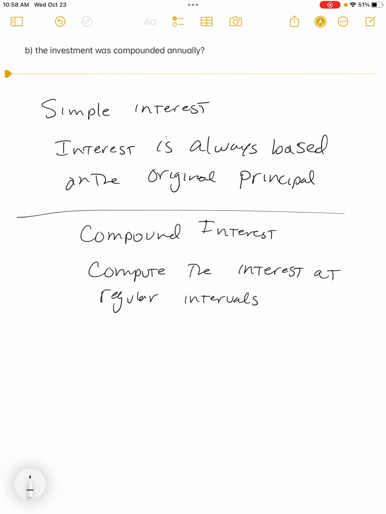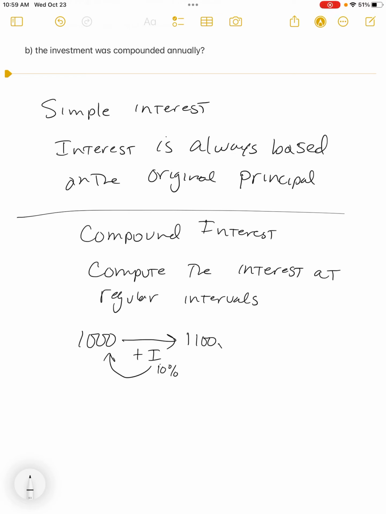And what happens is, let's suppose we start with $1,000. We apply the interest, which is based on the $1,000. Let's suppose that interest is something like 10%, something easy to work with. So 10% of 1,000 is 100. And so I would add $100 to that. And now at the end of the first year, I'd have $1,100.